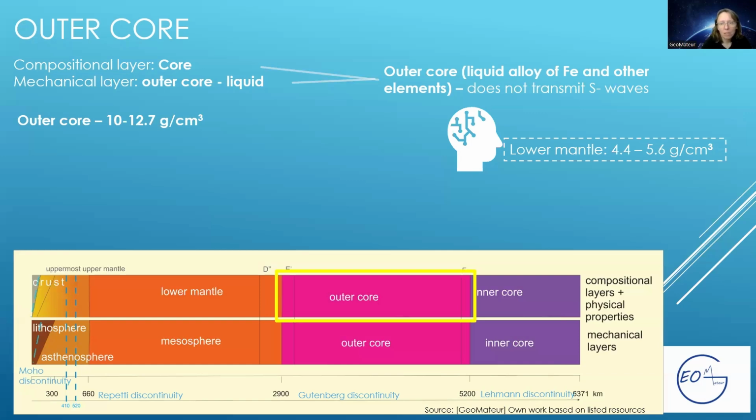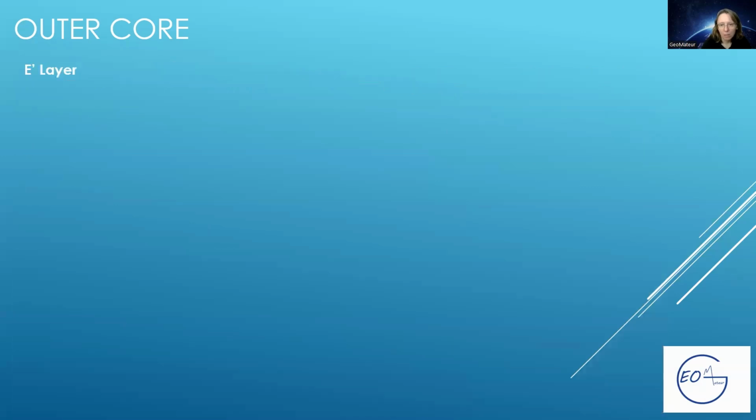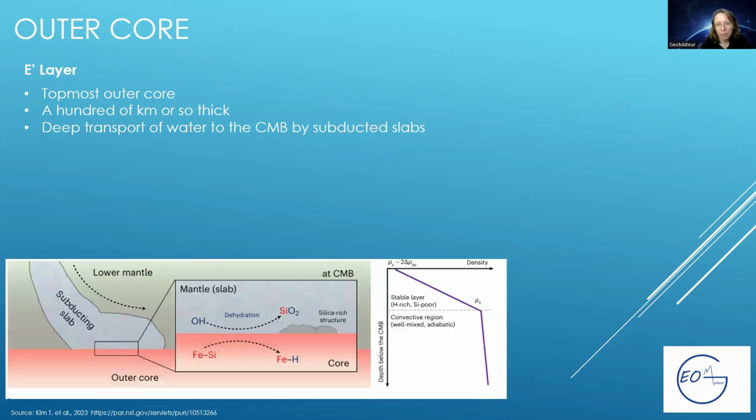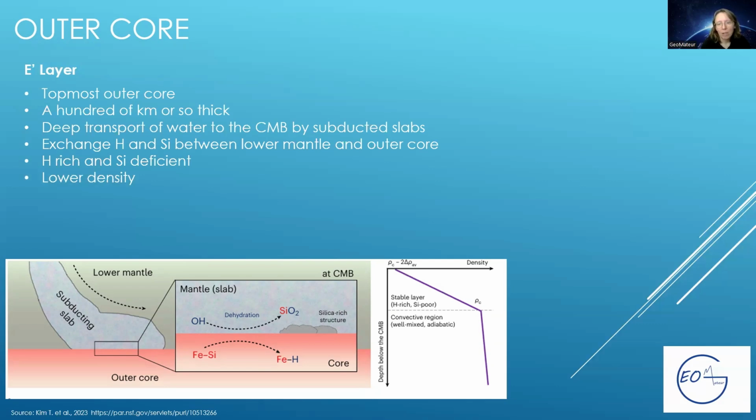In the outer core, there are distinguished layers, the E prime layer and the F layer, and the outer core is also responsible for the magnetic field. The E prime layer is the topmost outer core layer, 100 kilometers or so thick. It's created by deep transport of water to the core mantle boundary by subducted slabs, and it's represented on this figure. And the exchange of hydrogen and silicon between the lower mantle and outer core takes place in this layer. So in this case, the E prime layer is a hydrogen-rich and silicon-deficient layer, characterized by a lower density and a lower velocity.